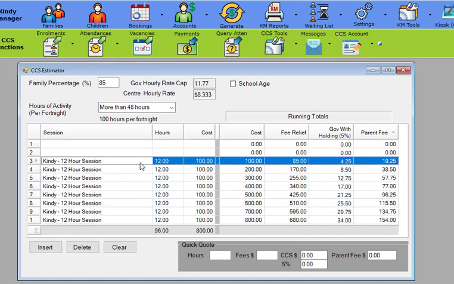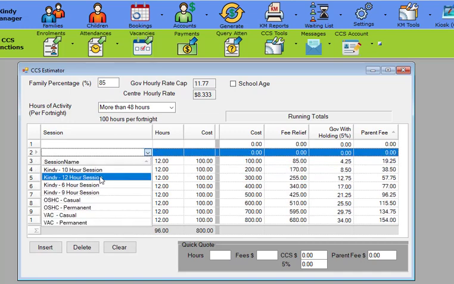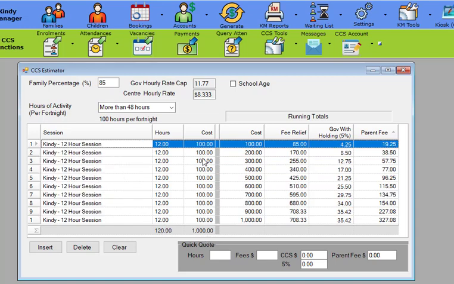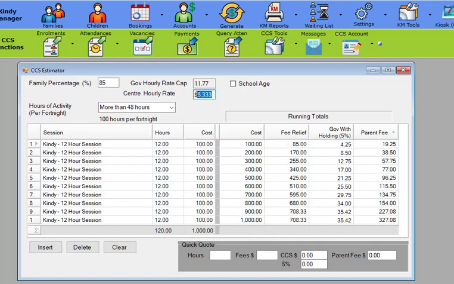Okay, so we can see then by adding the 12-hour sessions over 10 days, we've got 120 hours. I've just used $100 there for simplicity. And of course, we are calculating fee relief based on a rate of $8.33 per hour, and the family are getting 85% of that. Of course, their fee relief does expire then during the 9th day where we exceed the cap.